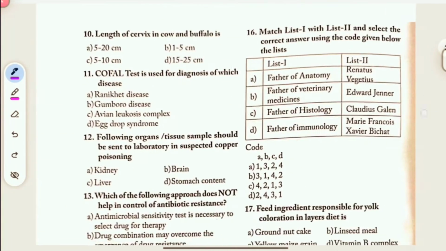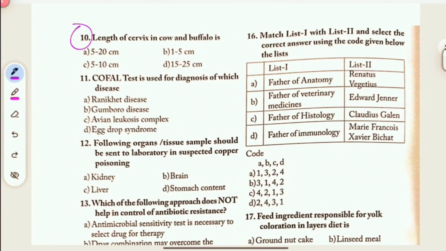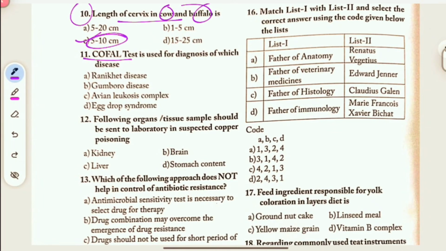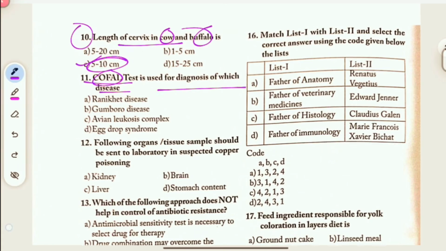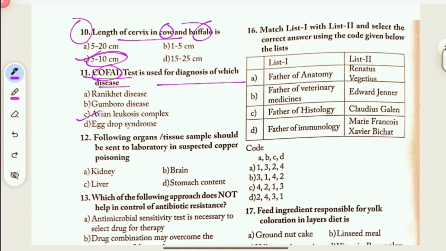Then we'll continue. The 10th question says, the length of the cervix in cow and buffalo is 5 to 10 cm. This COFAL test is used for the diagnosis of which disease? If you know the expansion, COFAL actually stands for complement fixation for avian leukosis complex. So the correct answer is avian leukosis complex. This disease is also called big liver disease, which has another synonym, lymphoid leukosis.